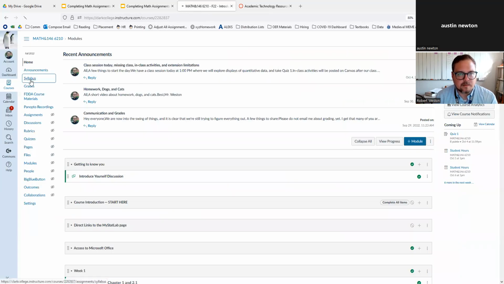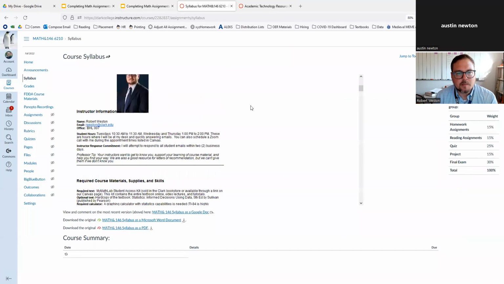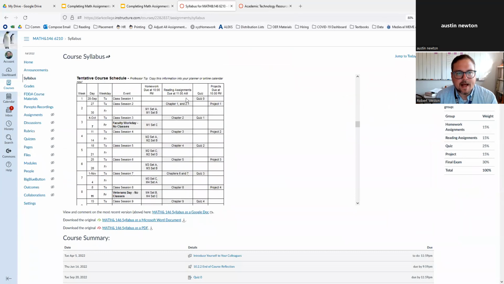And if we go to the syllabus, down here, I have this tentative course schedule. And you can see here, I have it as week and day and weekday, event, homework due at 10 p.m., reading assignments due at 11 a.m., quizzes, and then projects. So today is October 4th, and you can see here it's class session 3. Reading assignments for chapter 2 were due at 11. And then we have a quiz 1 there on class session 3.